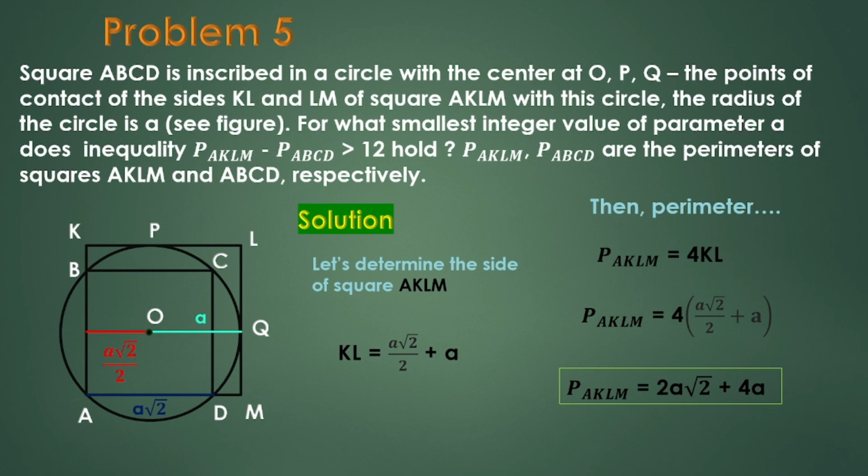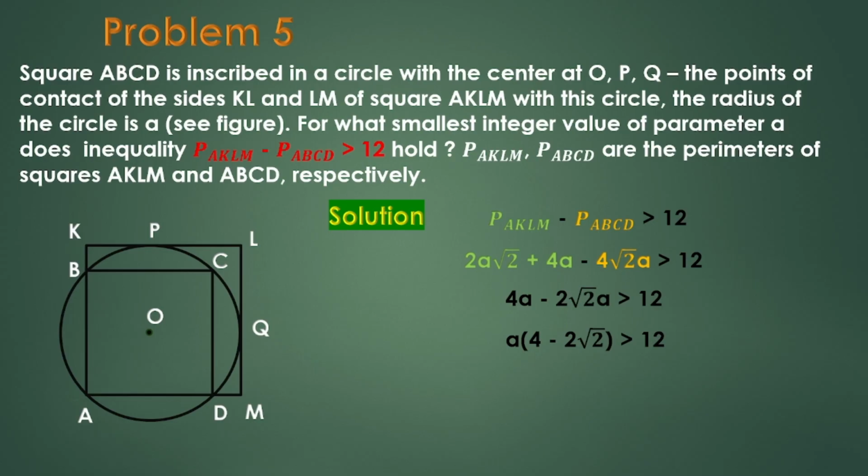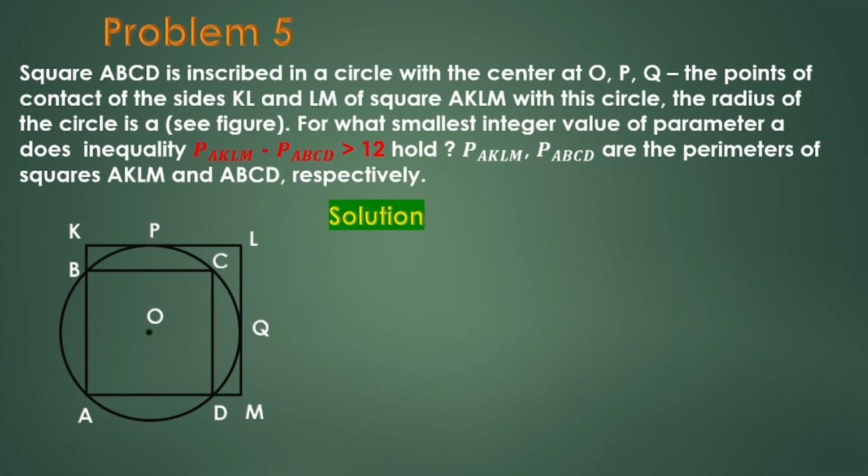Then we write this inequality, which is given to us, under the condition that the difference of the perimeters of the corresponding squares is greater than 12. We have just determined the perimeters of these squares. We substitute them into this inequality, and after the corresponding calculations, we obtain the inequality that a is greater than 12 divided by 4 minus 2 root 2. We rewrite this inequality here, and we will simplify this fraction.